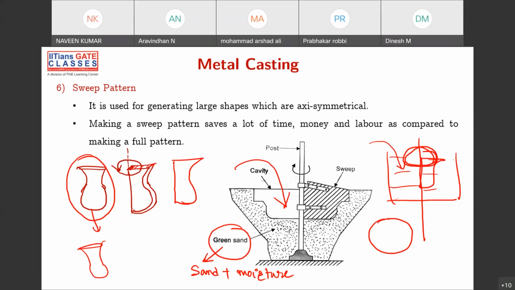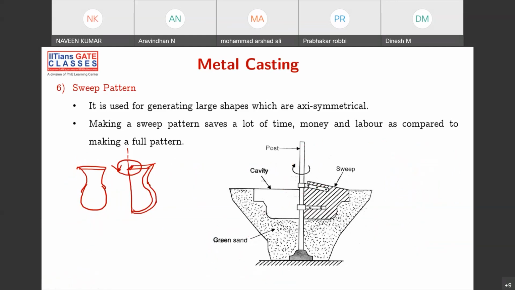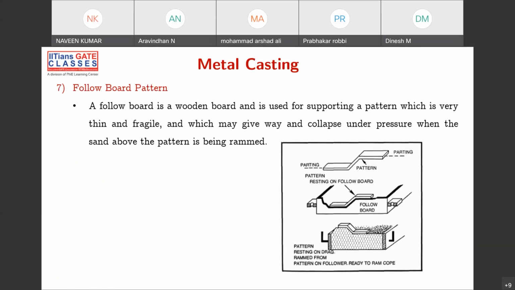Okay, it's a 2D piece, and you are using the axis of symmetry to revolve this and sweep it. You're sweeping the sand there, and that's why this pattern is known as sweep pattern. Okay, fine. Next, let me write.